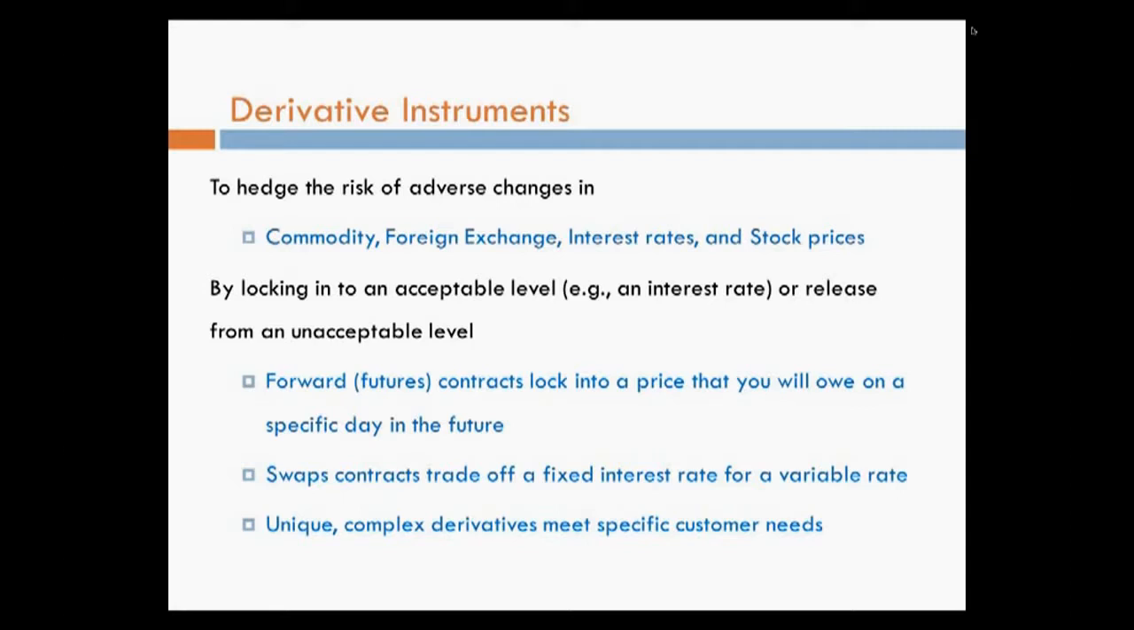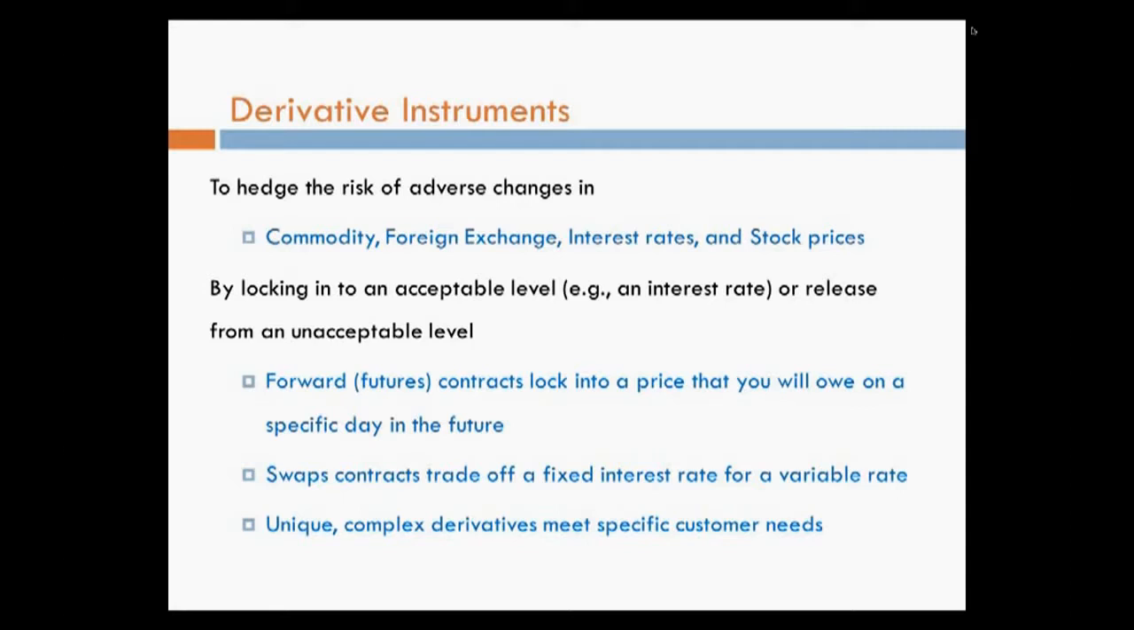Okay, so derivatives. Why do they even exist? The right reason is they're a hedge. They're a hedge against risk. And if done right, that's what they are. You want to hedge against changes in the price of commodities, foreign exchange, interest rates, etc.